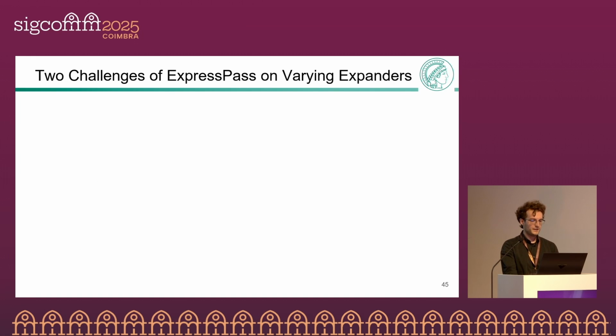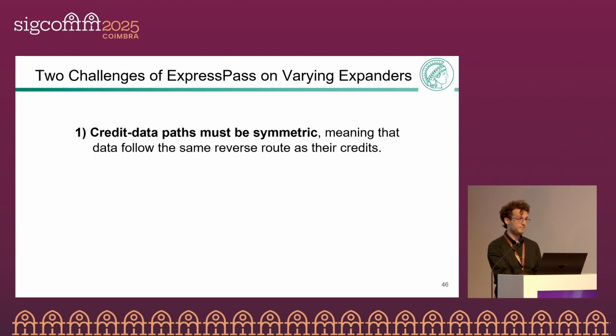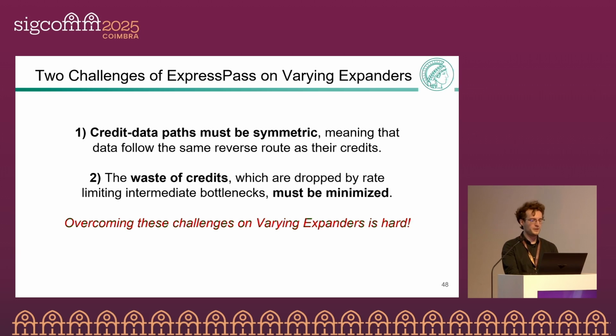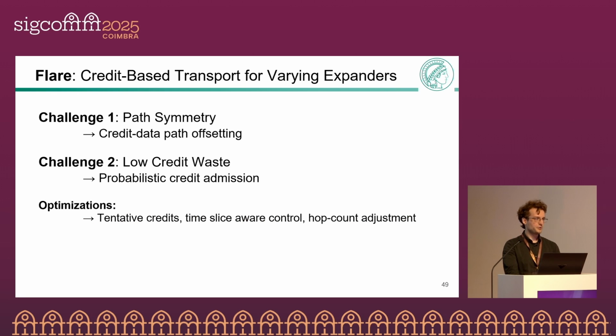First of all, credit data paths must be symmetric, meaning that data packets have to follow the same reverse route as the corresponding credit, or we will still have congestion. Then, the waste of credits, which is generated by these additional intermediate bottlenecks dropping credits, must be minimized, or we will have low link utilization. And as our network is reconfiguring at microsecond scale, these are actually very difficult to solve in practice, which is why we designed Flare. Flare is a multi-bottleneck credit-based transport for this varying expander topology.